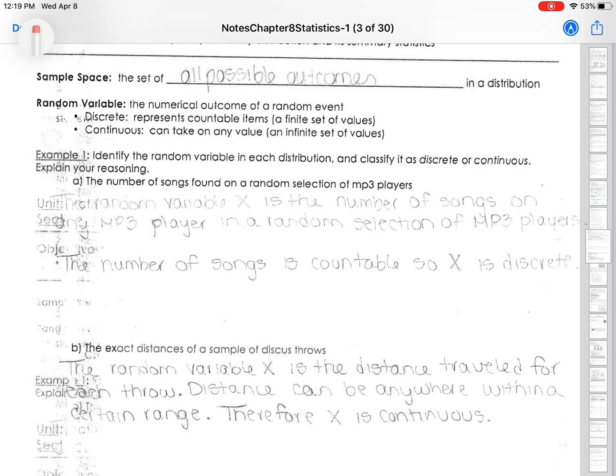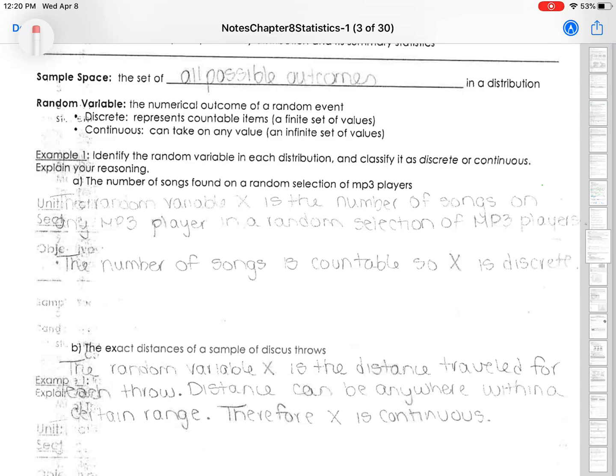All right, so we're going to talk about things called sample spaces, different ways of actually representing your data. A sample space is the set of all possible outcomes in a distribution, with a random variable, the numerical outcome of a random event. You can either have it as discrete, which represents a countable item, so it has a finite value and you can count it, or continuous, where it can take on any value. There's an infinite number of values that you can pick from.